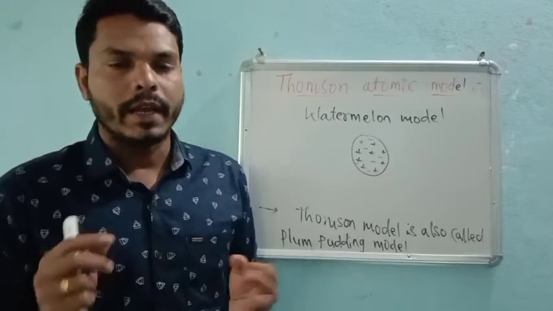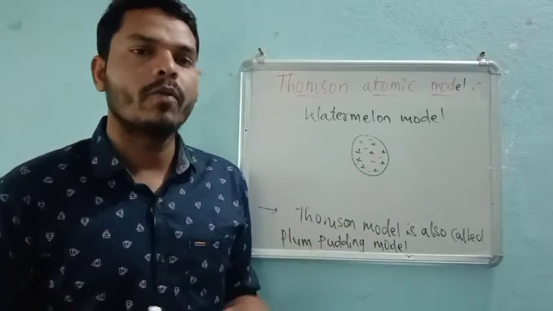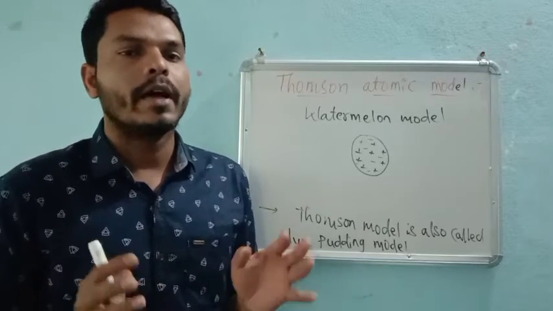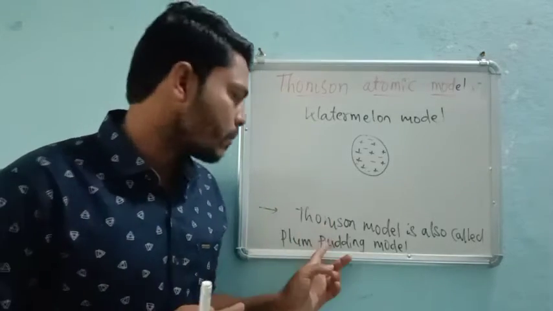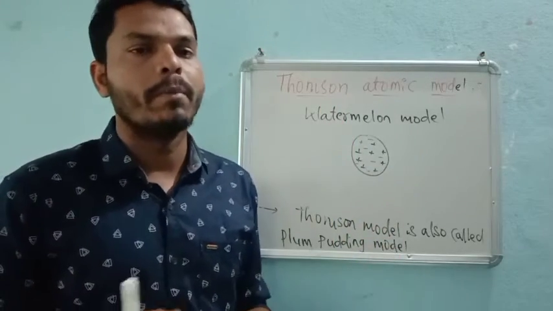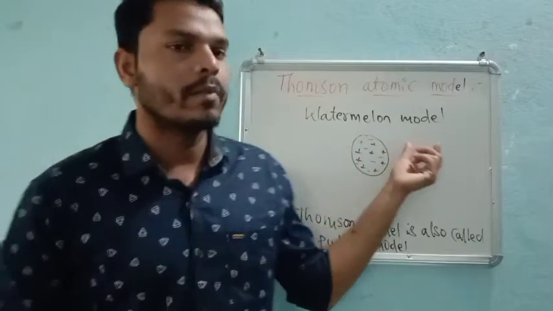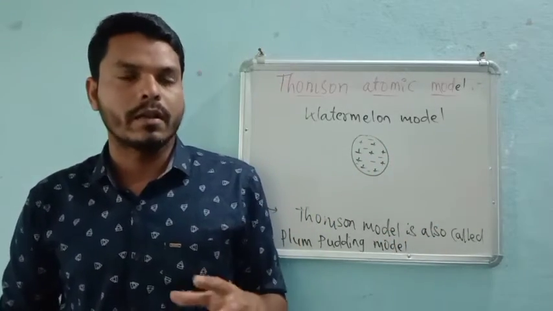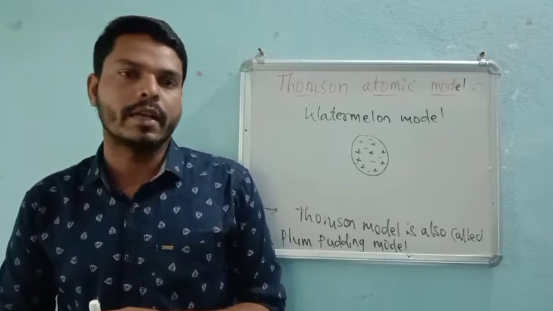And then, in an atom, positive charge is surrounded by a negative charge, and they have a stable electrostatic arrangement. And the third point is that the Thomson model is also called the plum pudding model or watermelon model. So, according to him, he assumed that the atom is just like a watermelon.